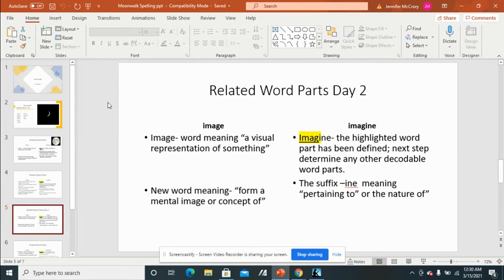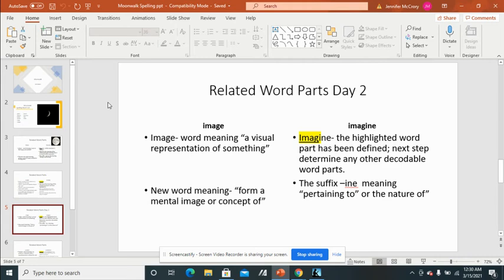All right, welcome back, ladies and gentlemen, and we're on day 2 talking about related word parts for our story this week, Unit 5, Week 5. Our story this week is Moonwalk. So let's go ahead and jump right in and look at our next set of related word parts.